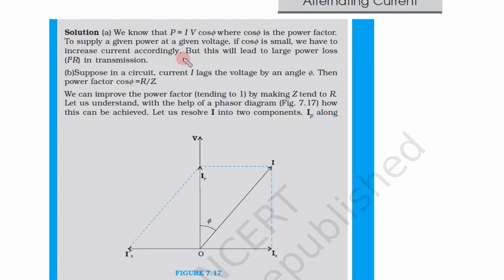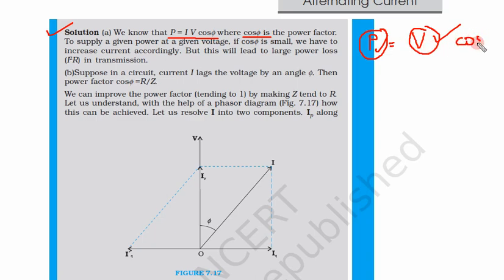Now, solution of the first part. We know that power consumed is equal to IV cos phi, where cos phi is the power factor. So to supply a given power at a given voltage, since V is fixed and each and every instrument has some power rating, we cannot change this P. V is fixed because that is the generated voltage. So this P is constant for the instrument, V is constant for the instrument.